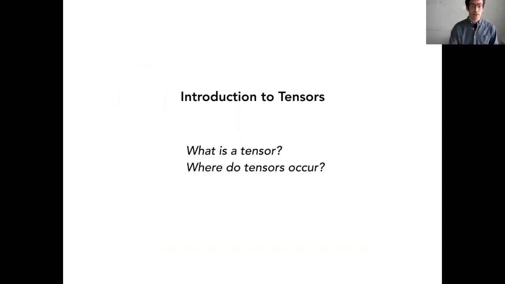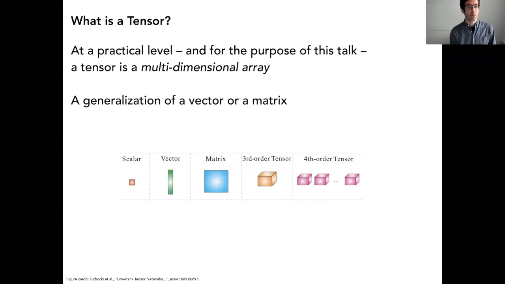All right, so now let's start with the introduction to tensors, just a very basic introduction. What is a tensor and where do tensors occur? Just a few contexts where they come up. So what is a tensor? Now, a few of you, I'm just preparing you, may bristle at this slide, but I'll address this in a couple of slides. For the purpose of this talk, a tensor is a multidimensional array. That's what I mean by a tensor.